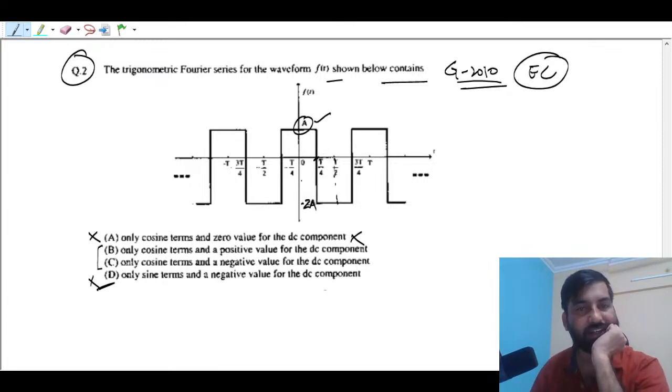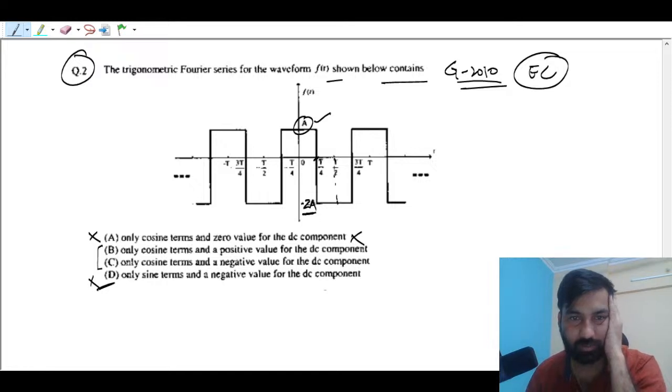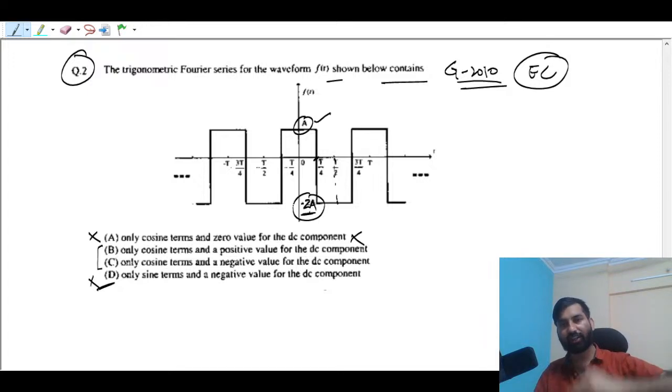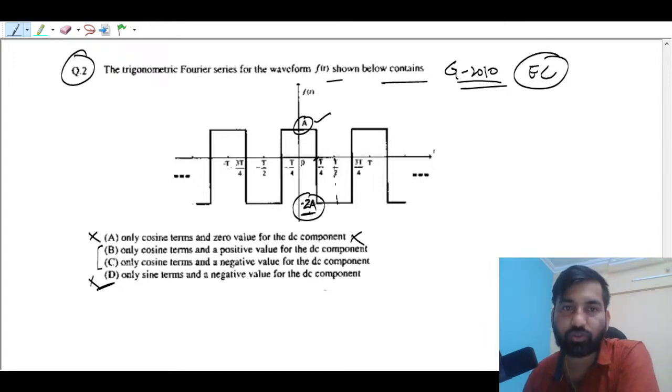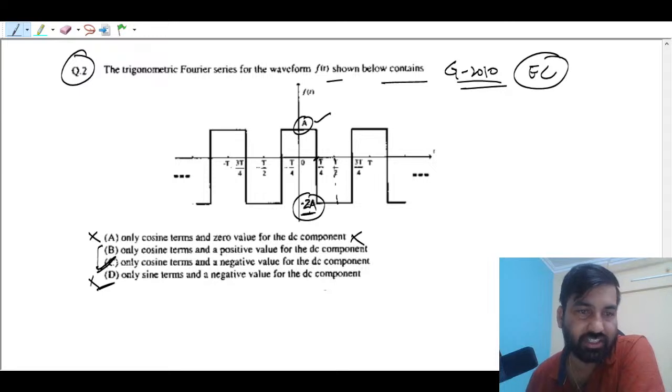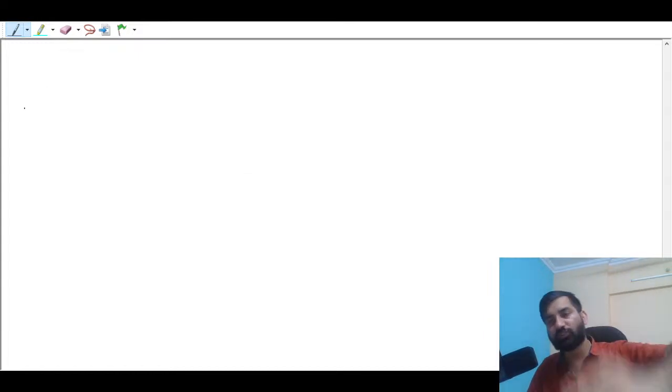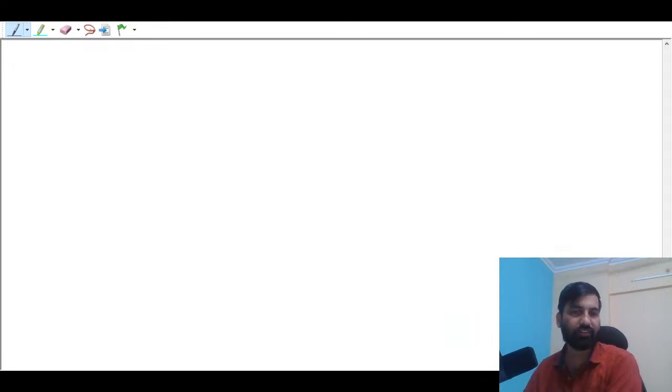Certainly there will be a DC value, and that will be negative only, because this minus 2a signal is going downward, right? So you are adding more negative DC value to this waveform. So option C must be correct. That is also one way of answering the question. You don't have to compute the DC value here. Fine, let me move ahead, because your signal is going downward, it means you are adding more negative to the waveform.